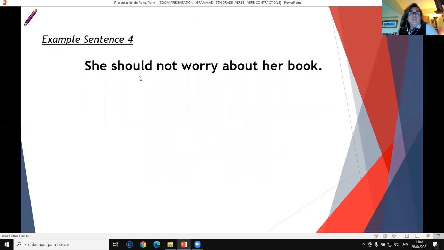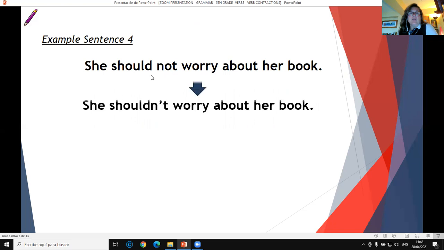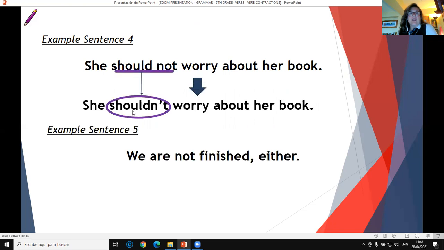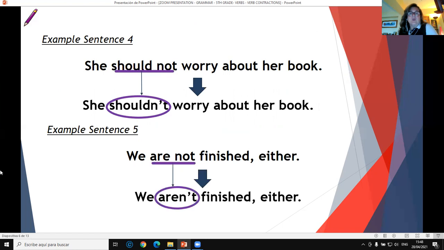Example number 4, she should not worry about her book. Should not can be contracted as shouldn't. And example sentence number 5, we are not finished either. Are not can be contracted as aren't. Okay, so we can say we aren't finished either.